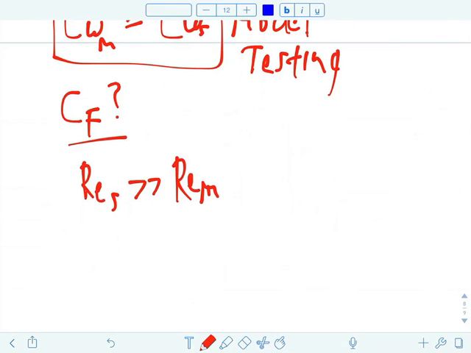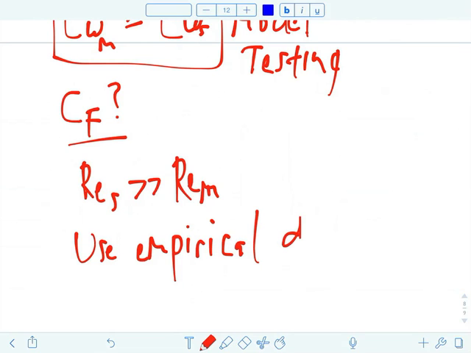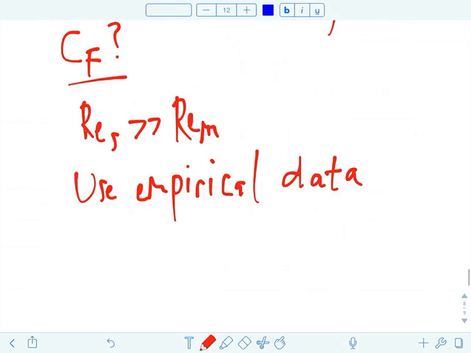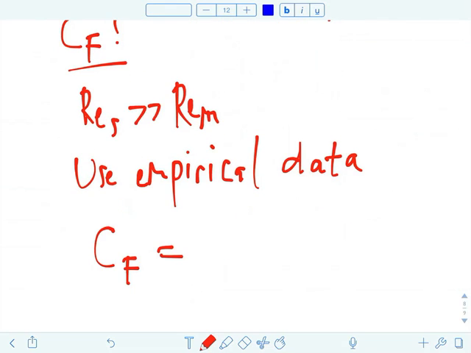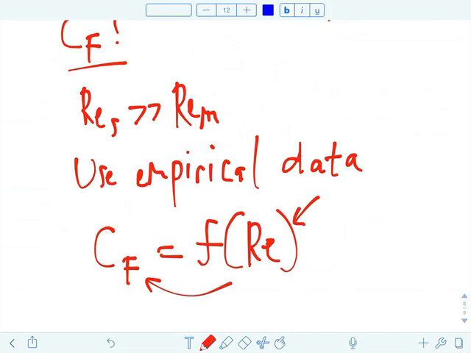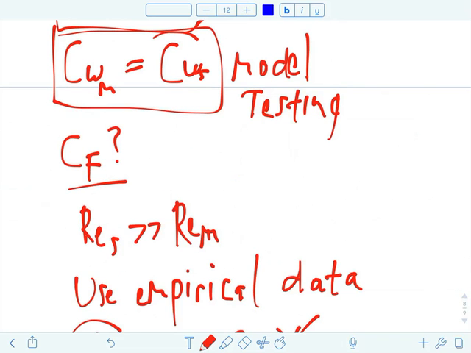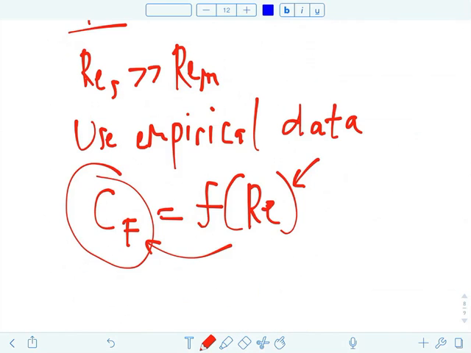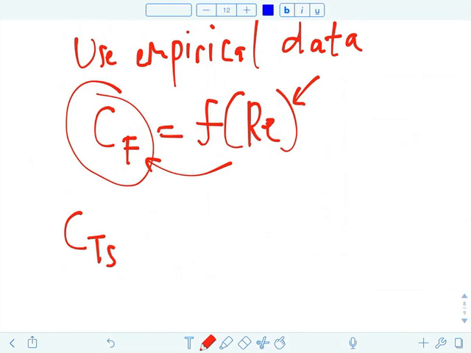So what I'm going to do is use empirical data, and we'll be talking about this in our lecture on boundary layers. Empirical data will give me a mapping of CF as a function of the Reynolds number. So if I know the Reynolds number of my full-scale ship, that'll give me my drag coefficient on the full-scale ship. Now I have CF from that, and I have my CW up here. I can add them together, and I have my CT again. CT on the ship is CF on the ship plus CW, the wave drag coefficient on the ship.